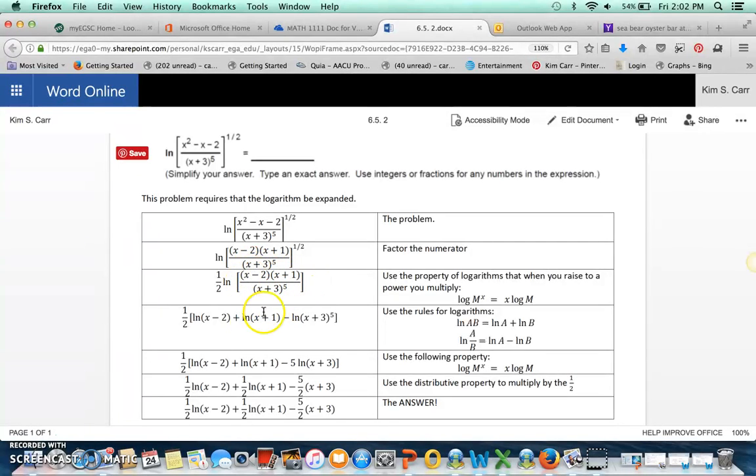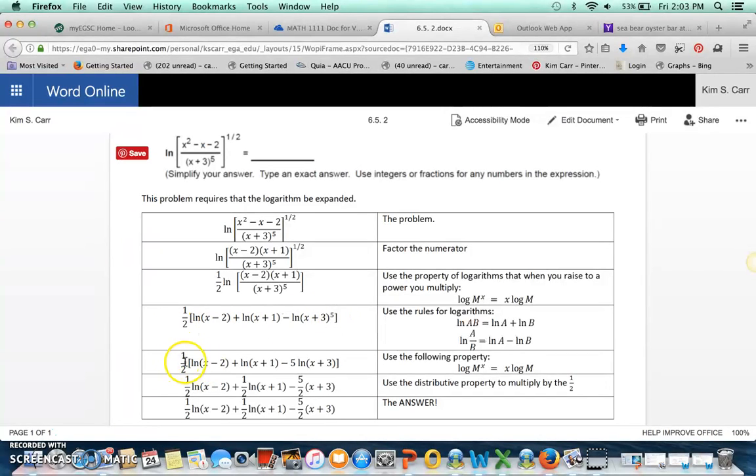But first expand this. It'll be the natural log of x minus 2 plus the natural log of x plus 1. Those two came from the top. This one comes from the bottom. We subtract the natural log of x plus 3 to the 5th power. These two are okay just as they are, but this 5th power is a little bit of a problem. We've got to get rid of it before we finish. It can't be an exponent. It has to become a factor also.